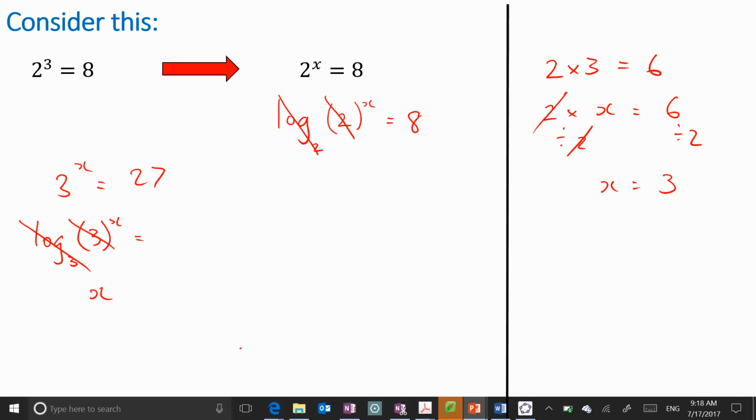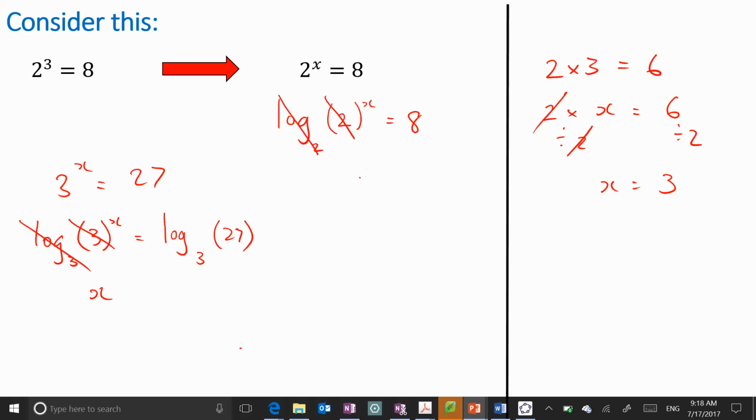Whatever you do to the left side, you do to the right side. See how over here you said divide 2, divide 2. I'm doing exactly the same thing over here. If you did log base 3 of 3 to the power of x on the left-hand side, then on the right-hand side you should also do log base 3 of 27. Same thing over here. If I did log base 2 on the left-hand side, I would have to do log base 2 on the right-hand side.